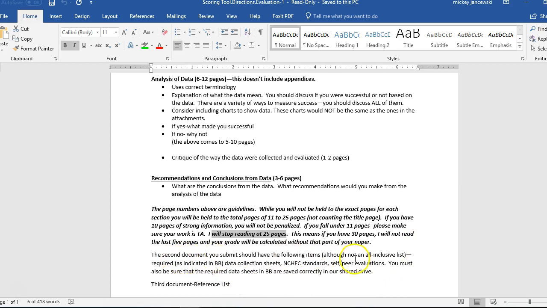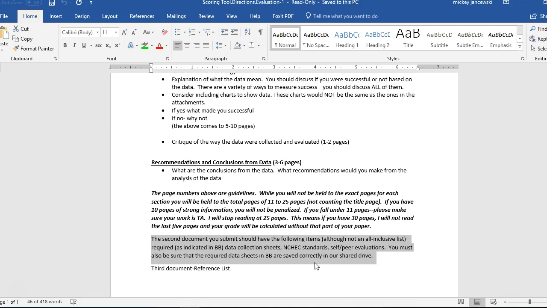Okay, this explains the second document that you'll submit. And this second document will be part of your appendices. And in the appendices, this is something else you need to add. You need to have the chart with NCHEC standards. So you're going to have the data collection sheets, only step 2 or all 3 steps depending on how you did this. You're going to have a chart with NCHEC standards on it. And I'll come back to that.